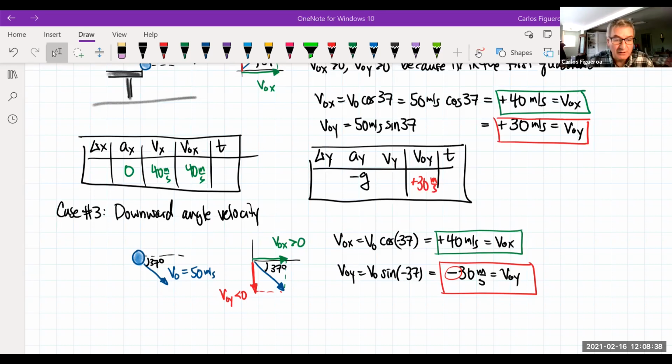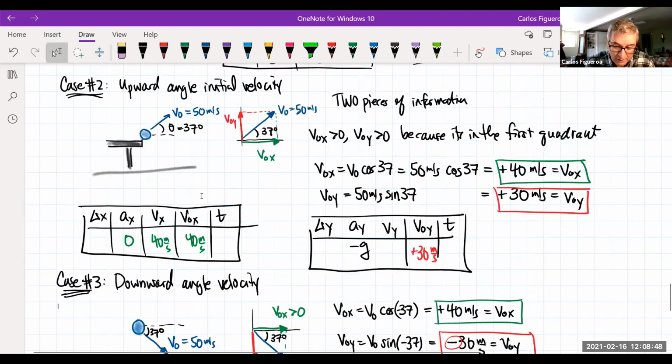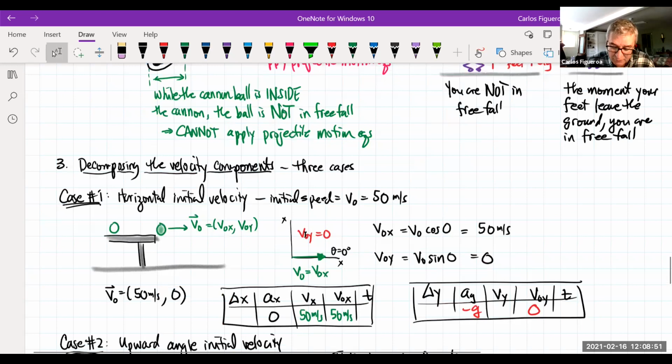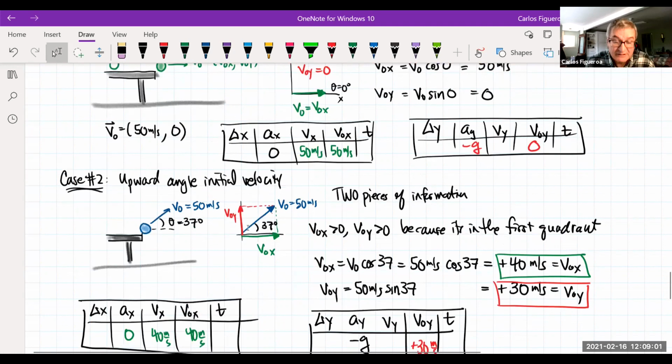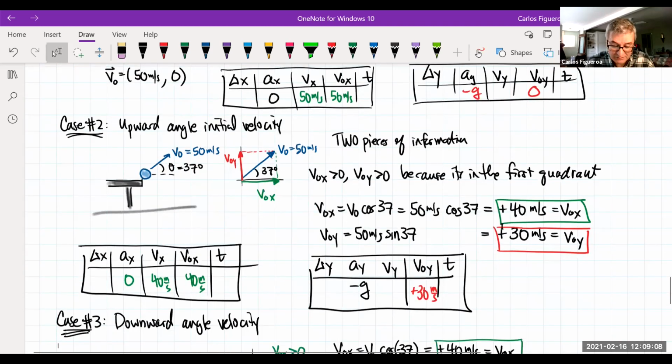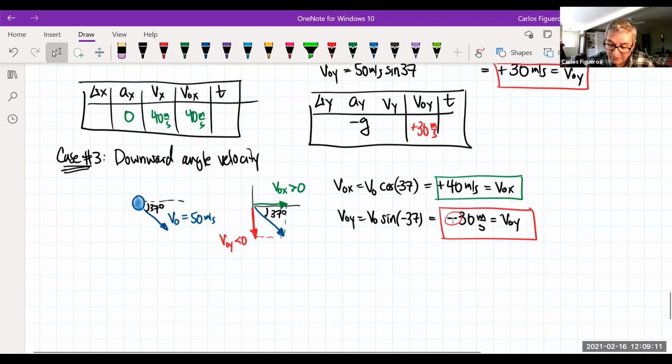So we just started talking about the three cases that we were just looking at, right? We talked about how to look at horizontal initial velocities. The initial velocity in the y direction is 0. Of course, in the x direction, it's going to be all of it, all 50 meters per second. When we get into the upward angle, you start to see the distribution of the velocities. That is, there's a projection on the x and the y. Those are going to give you positive components. And when we're looking at the downward angle, the big difference is that the y is negative.